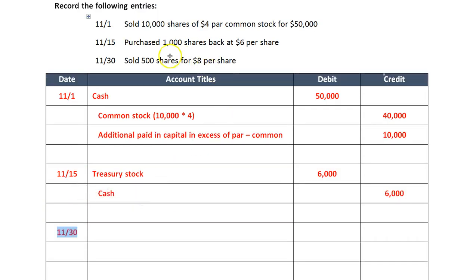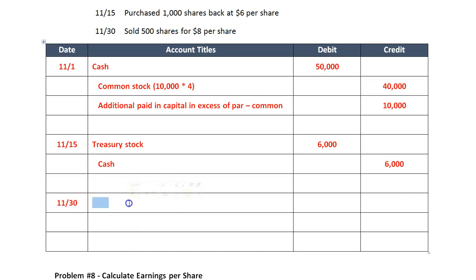Alright, on the 30th, we sold 500 shares of those for $8 apiece. So we sold them, so we're going to collect cash. We're going to collect 500 times $8, or 4,000.